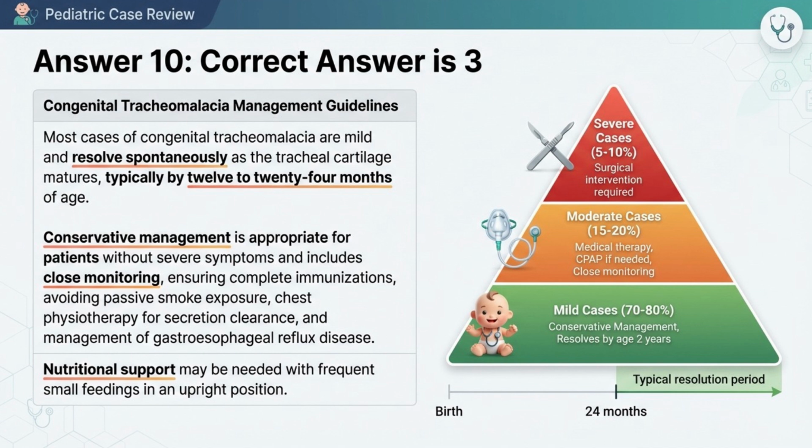The correct answer is Option 3. Conservative management with close monitoring. The management pyramid illustrates that most cases of congenital tracheomalacia are mild. They typically resolve spontaneously as the tracheal cartilage naturally matures by 12 to 24 months of age. Supportive care is usually sufficient.